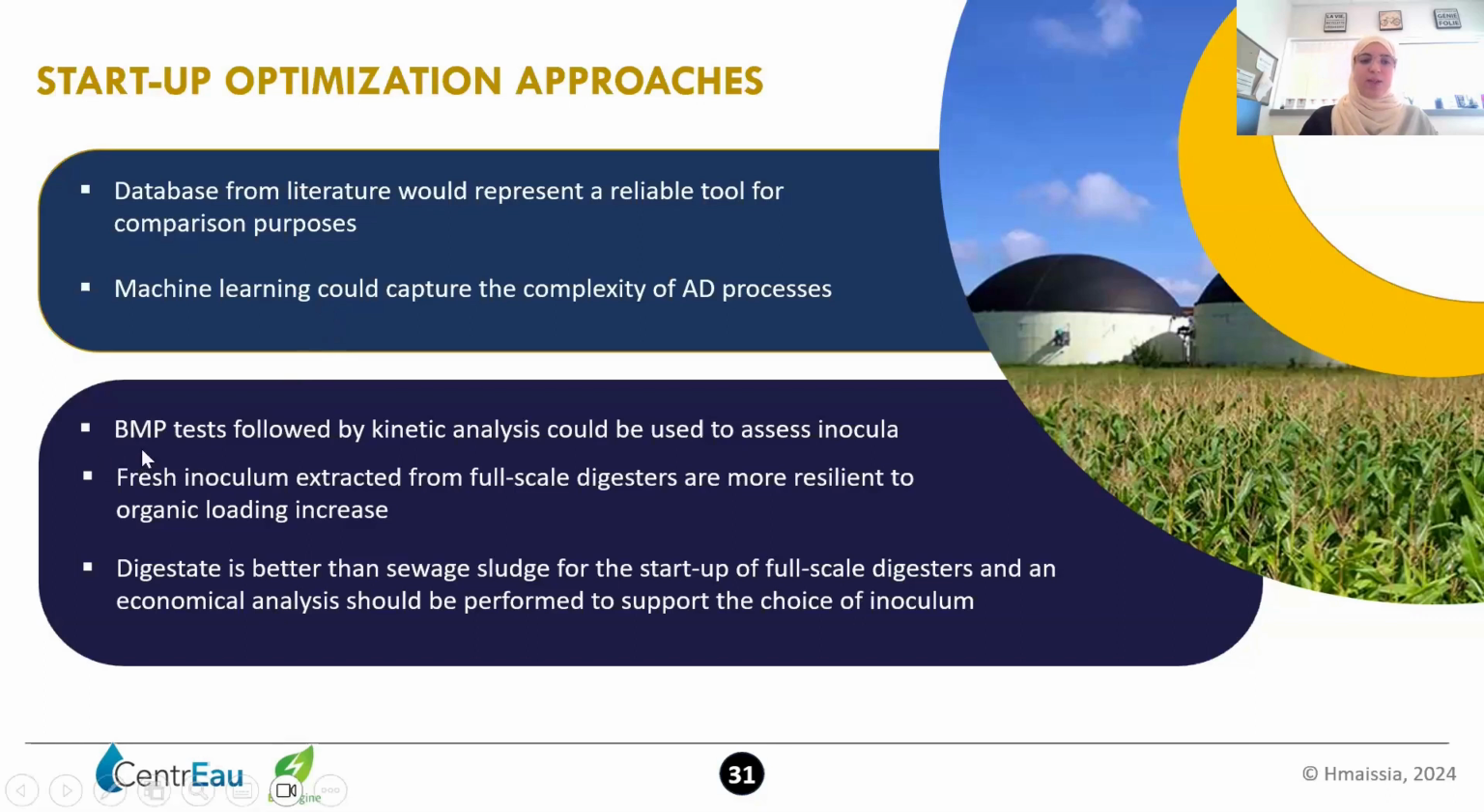And then we used the biomethane potential tests that are, as I said, intended for the characterization of substrates and not inocula. So we used them, and we proved that they could be used to characterize the inocula if you use kinetic analysis with them. Then we proved that fresh inocula are better for full-scale digesters if you are willing to apply an approach of a rapid startup phase, or what we call an aggressive startup phase. And then we proved that digestate is better than sewage sludge in terms of production and costs. And so economic analysis has been a good tool to choose also the inoculum.